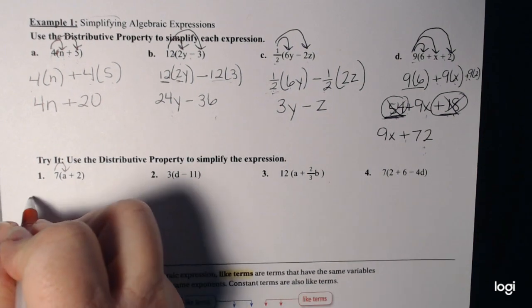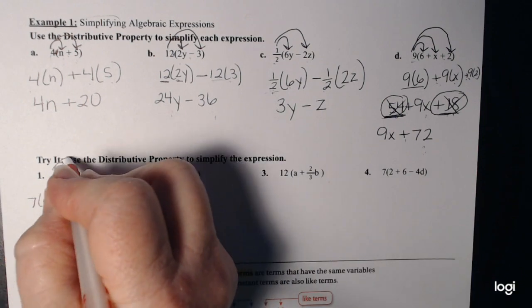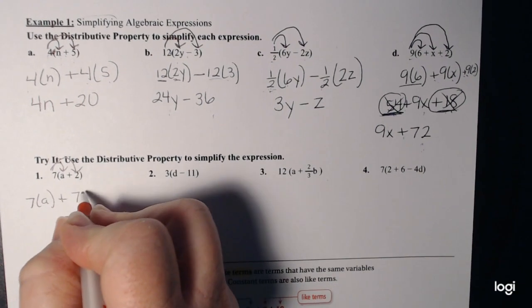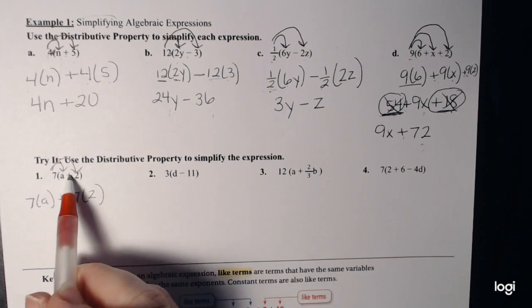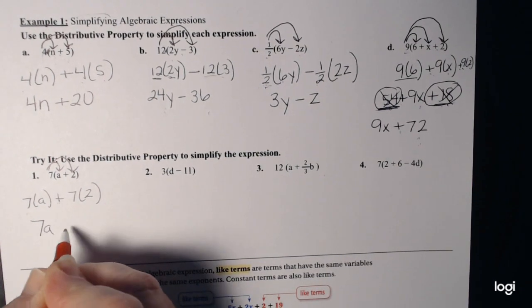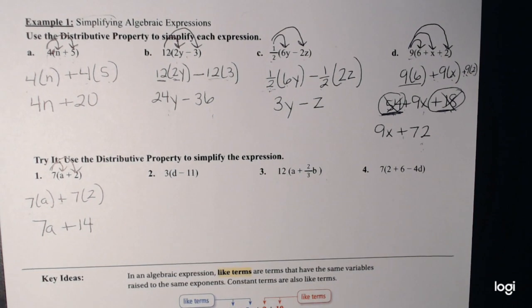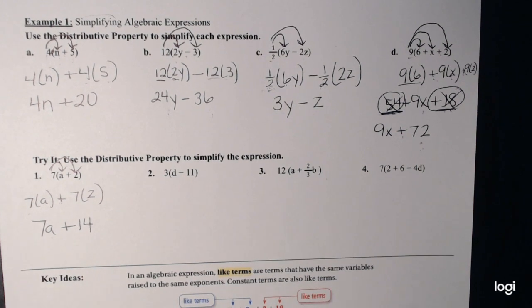Distribute 7 times A, 7 times A. Distribute 7 times 2, 7 times 2. You'll notice I kept my sign. 7 times A is 7A. 7 times 2 is 14. My variable is in the first term. All right, let's try this next one.